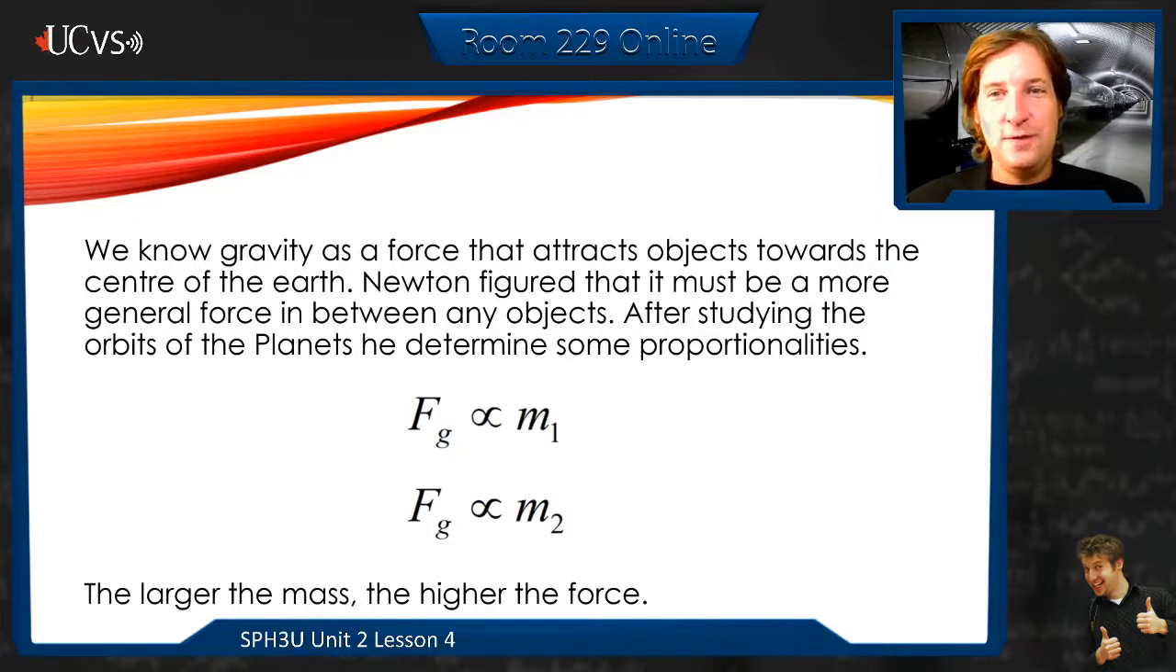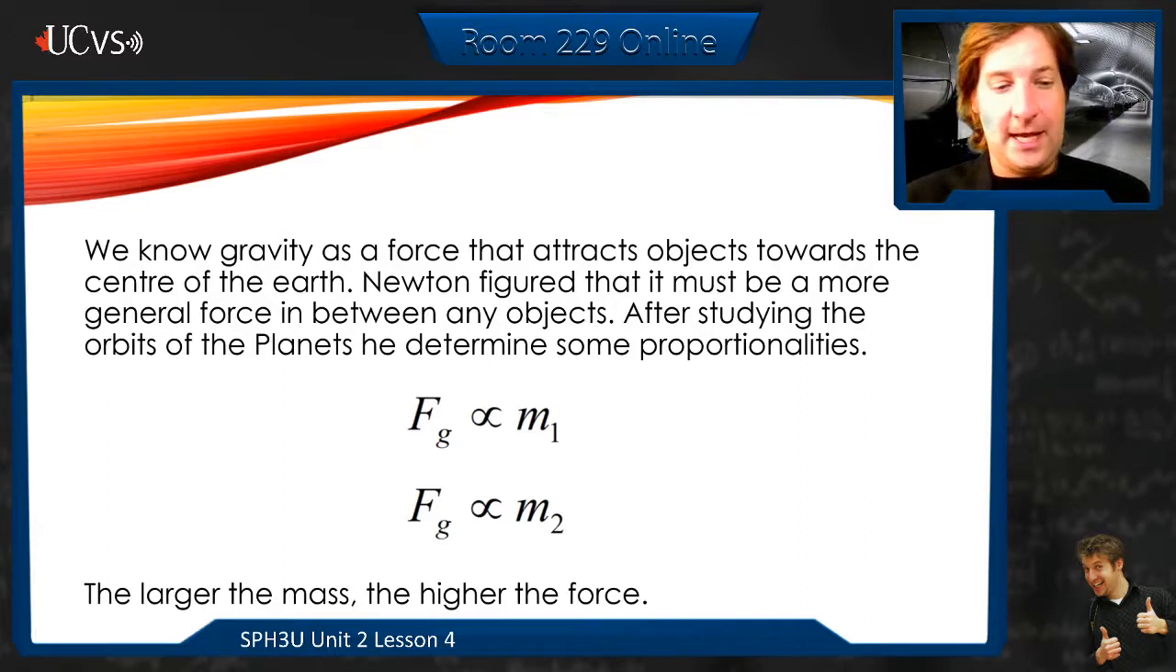Anyways, Newton figures there must be a more general force between the objects. After studying the orbits of the planets, he got a whole bunch of data from various people, and he showed that the orbits of the planets are determined by some proportionalities. The first proportionality says that the more mass there is, the more force there is. The heavier the planet is, the heavier the object is, which makes sense: more inertia, more force, more gravity.